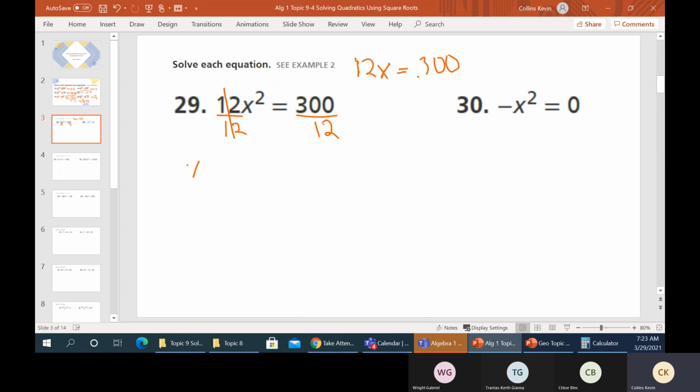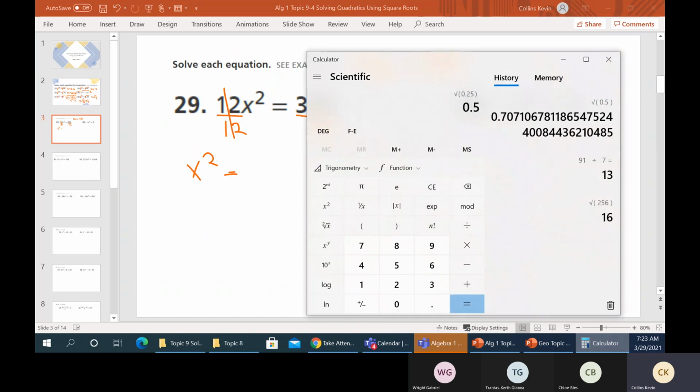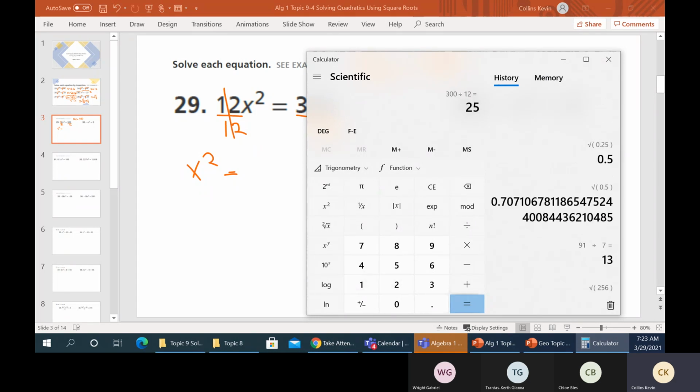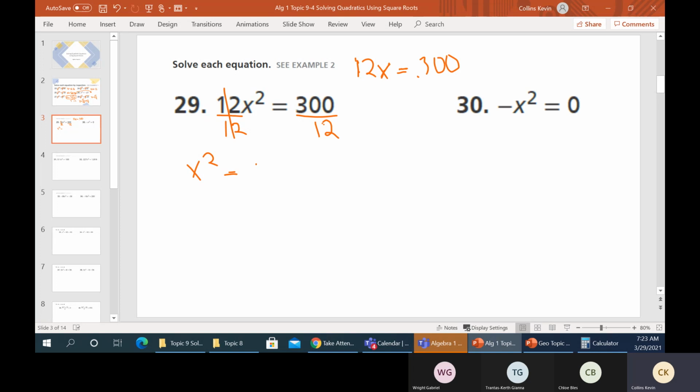These guys are going to cancel out, so we're going to get x squared equals, let's break out our calculator for this one. We go 300 divided by 12 is 25. So x squared equals 25. That turns out to be a good number, right? Because that's a perfect square. So we take the square root of both sides, so we get x equals 5. But remember, it's a plus version and a minus version, because -5 times -5 will also give you positive 25. So that's our guy.